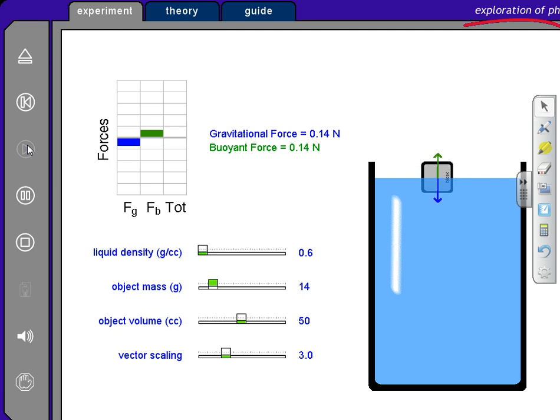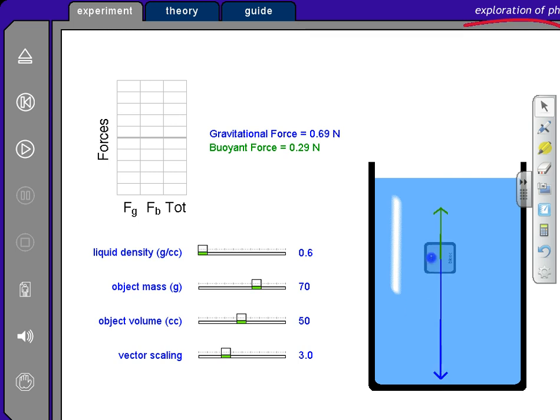Why did the buoyant force change when the cube came out of the water? If you look carefully, the cube is only halfway inside the water now. The volume displaced by the cube is less, so therefore the buoyant force got weaker. But if I move it back down into the water, you can see the buoyant force increases as well.